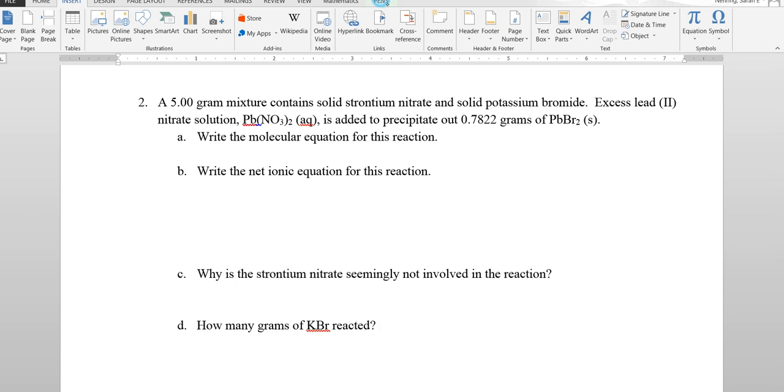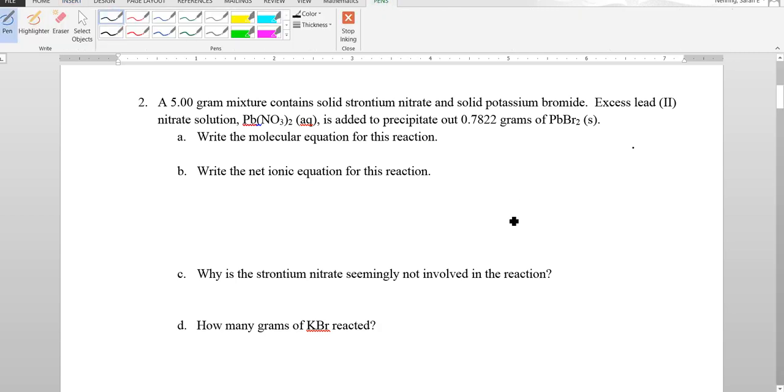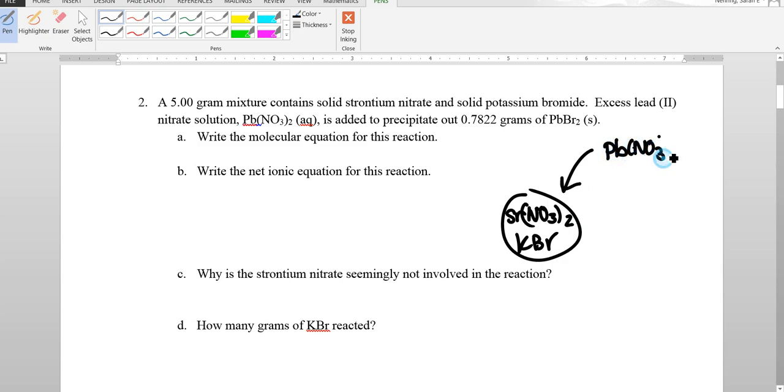Okay, down here. Whoops, I got to turn my pen on. Okay, so I've got strontium nitrate. I've got KBr, they're in a solid. I'm going to dump in here some lead nitrate. And the key thing is this lead nitrate is aqueous, so really I'm adding water as well.